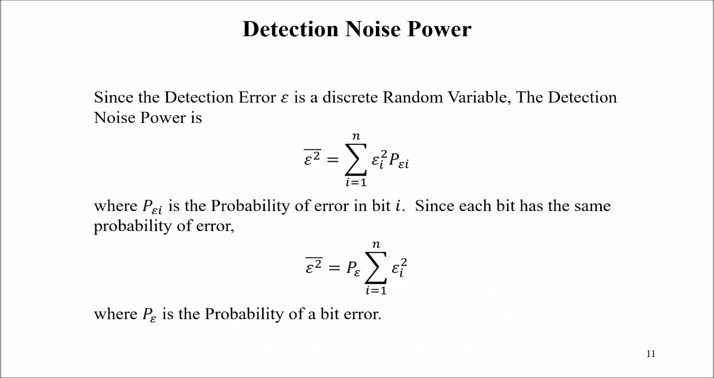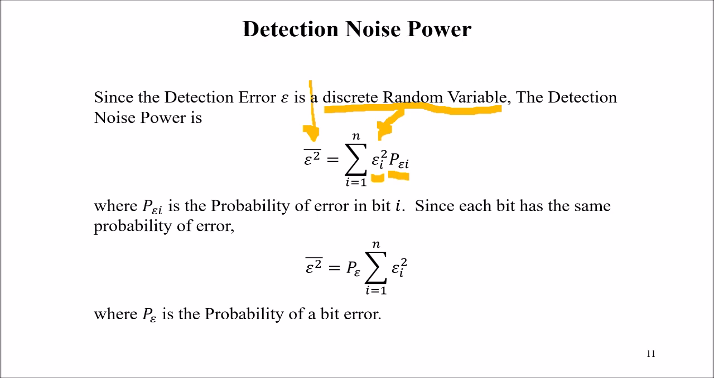What we want to know is the detection noise power. That's the error epsilon squared and then averaged, and we're shown here as a time average. We're going to do a statistical average. Now again, we have a probability density function, but in this case it's discrete because we have individual bits. So instead of an integral, we have a summation over all the possible bits, bit I from 1 to n, and we have the error squared multiplied by the probability of each individual bit.